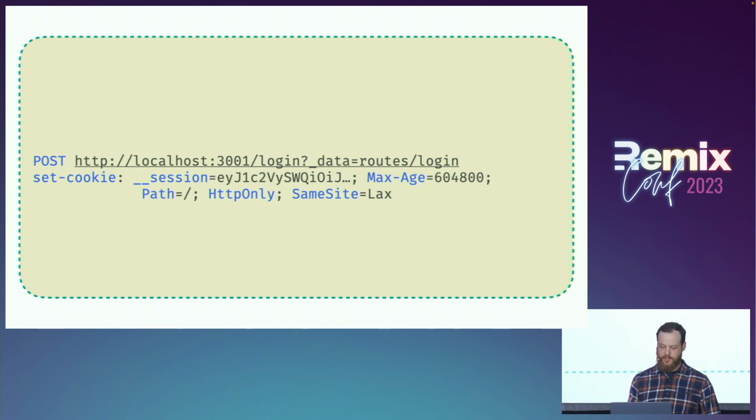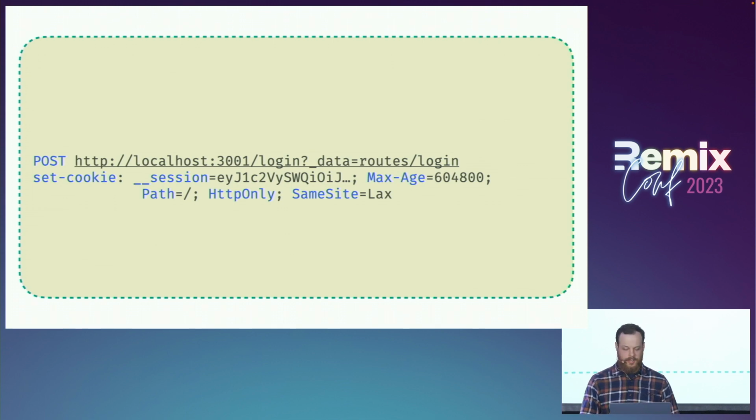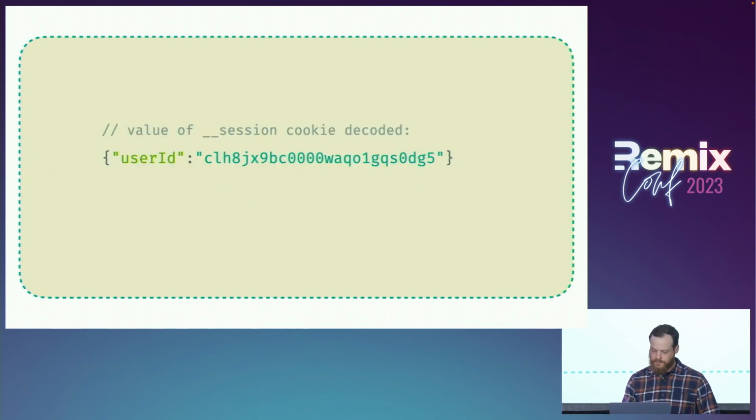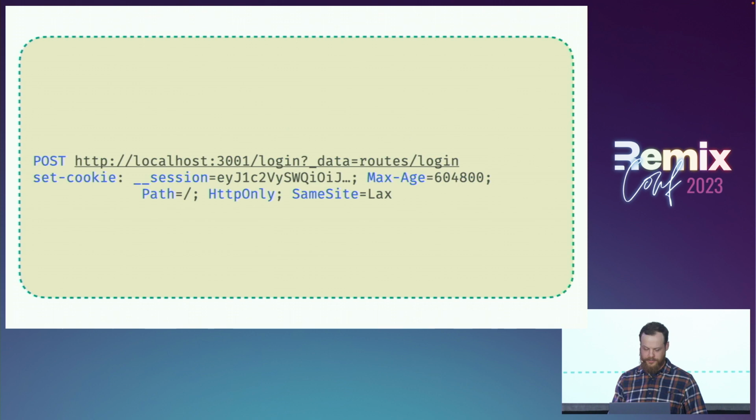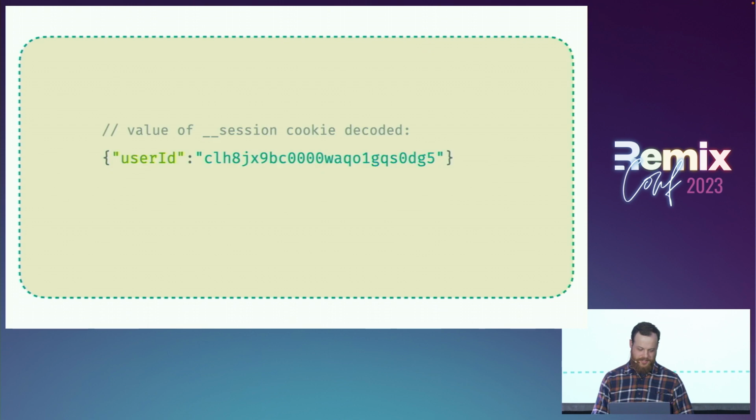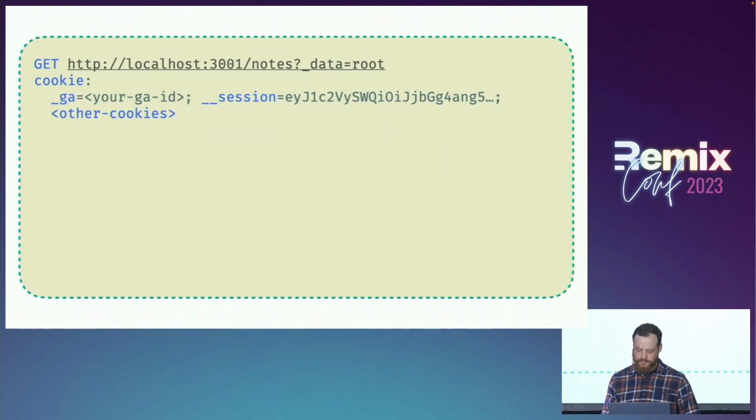So let's look, you go to the login page, you log in, and the first thing that happens is a post request to the login route. And we have this set cookie here. So the set cookie is setting some session with a max age, path, HTTP only, same site lax. And then we can see here what the value of that session cookie looks like. So this is decoded, so it didn't look like this. It was this EY. It always starts with EY. I think that's the base 64 for the curly brace. So it looks like this. So it's just a user ID. So all we're storing is the user ID here in the cookie in an encoded way.